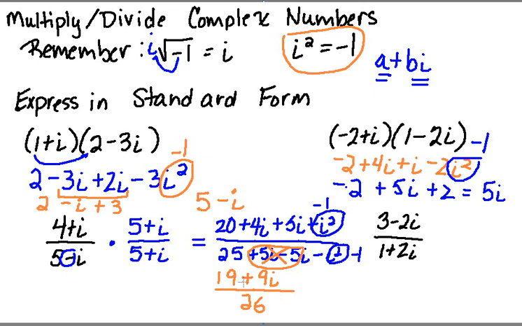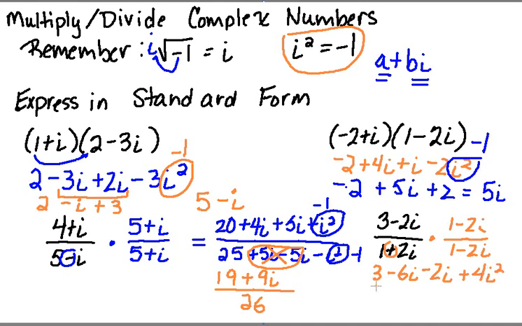Let's try one more example. Over here, I'm going to multiply by my conjugate. Again, I'm just going to change the sign. Here it's positive, so my conjugate is 1 minus 2i over 1 minus 2i. In my numerator, I get 3 times 1 is 3. 3 times minus 2i is a minus 6i. Minus 2i times 1 is a minus 2i. And minus 2i times minus 2i is a positive 4i squared.